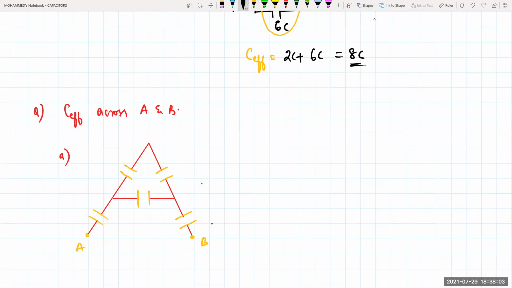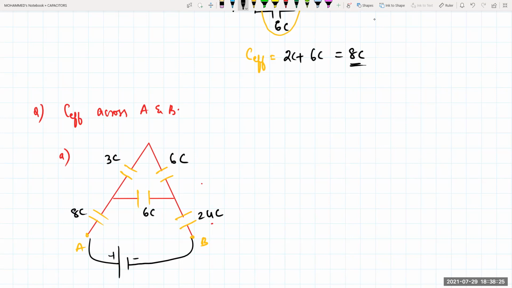What do you mean by terminal A and terminal B? Indirectly, this is connected to positive and this is connected to negative. The capacitances I'm giving are 8C, 3C, 6C, 6C, and 24C. So I need to calculate the effective capacitance across A and B.